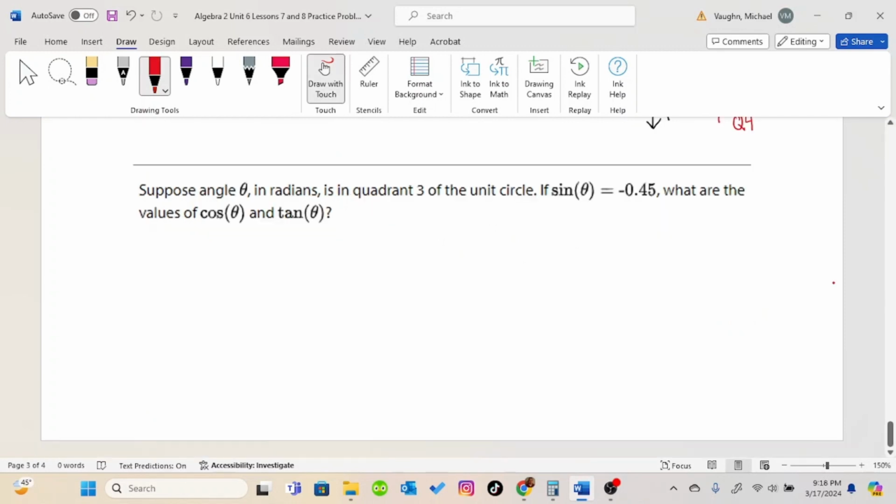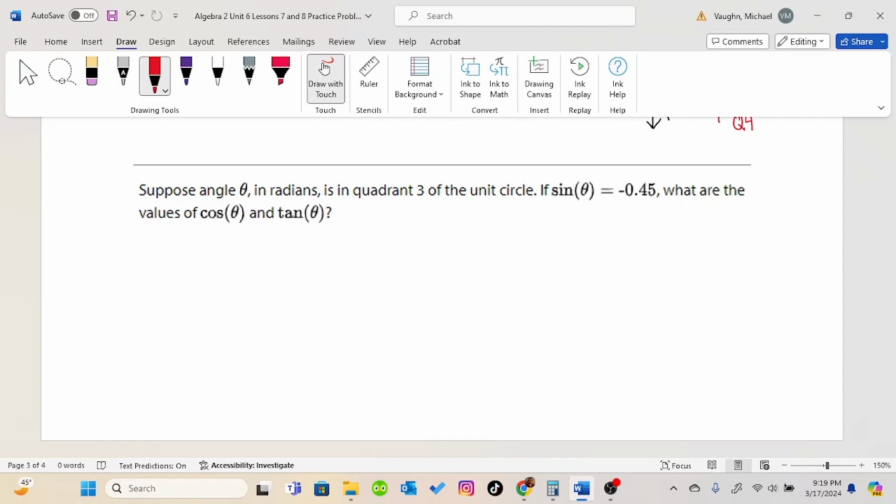Our last practice problem for lessons 7 and 8 in Unit 6. Suppose angle theta in radians is in quadrant 3 of the unit circle. If sine theta equals negative 0.45, what are the values of cosine theta and tangent theta?